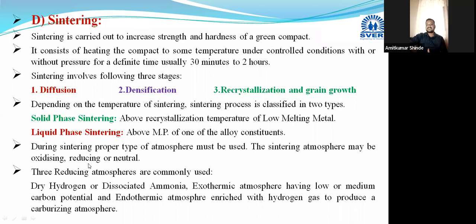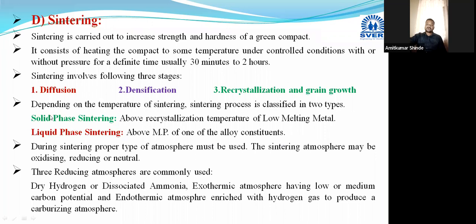And if the sintering is done above the melting point of one of the metals from that alloy constituent, having a low melting point, above that melting point, then it will be termed as liquid phase sintering. Suppose two powder particles are there, A having a 300 degrees Celsius melting point and B having a 500 degrees Celsius melting point. If we are heating it above 300, A will start melting, then it is liquid phase sintering.